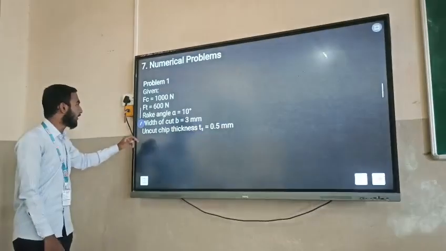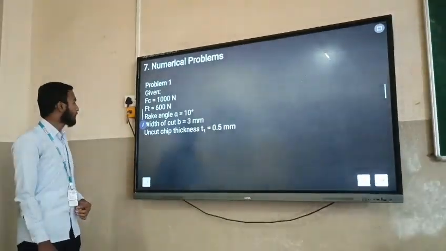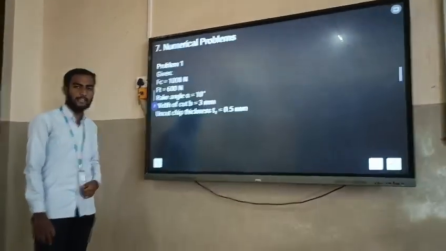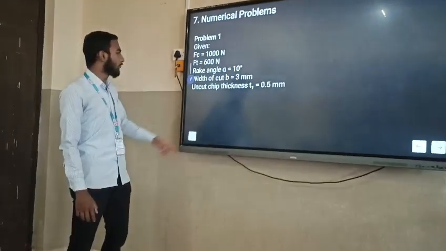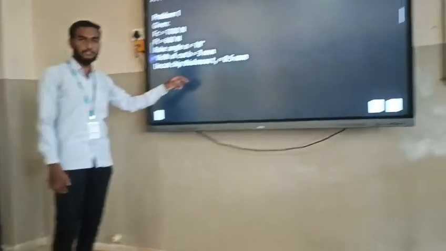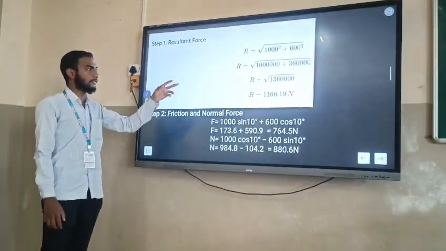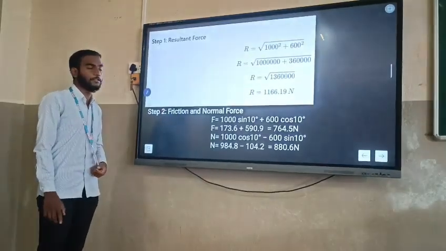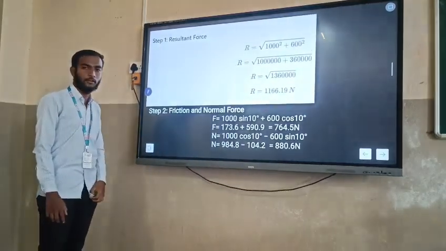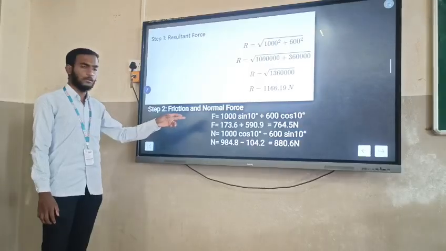So here is the given data. First is Fc, that is cutting force, which is 1000 Newton, and thrust force is given as 600 Newton. The rake angle, alpha, is given as 10 degrees, the width of cut, B, is equal to 3 mm, and the uncut chip thickness is given as 0.5 mm. First we will calculate the resultant force by the simple formula under root Fc square plus Ft square. The value of R will be 1166.19 Newton.